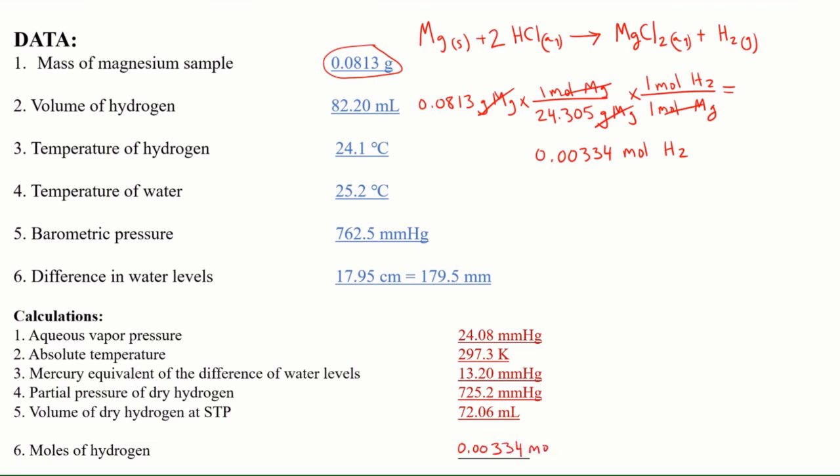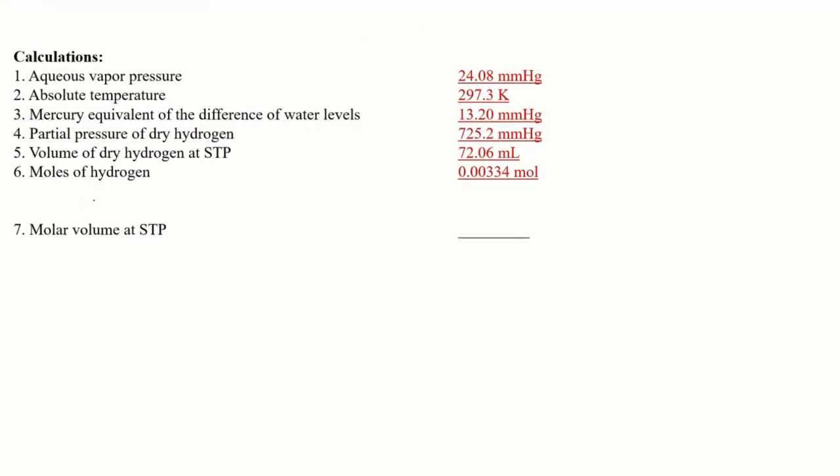0.00334 moles. So I took the data away because the rest of the report does not need the data. We could just complete it from all of the calculation section. Number 7 asks for the molar volume at STP. Now be careful with both molar volume and STP.